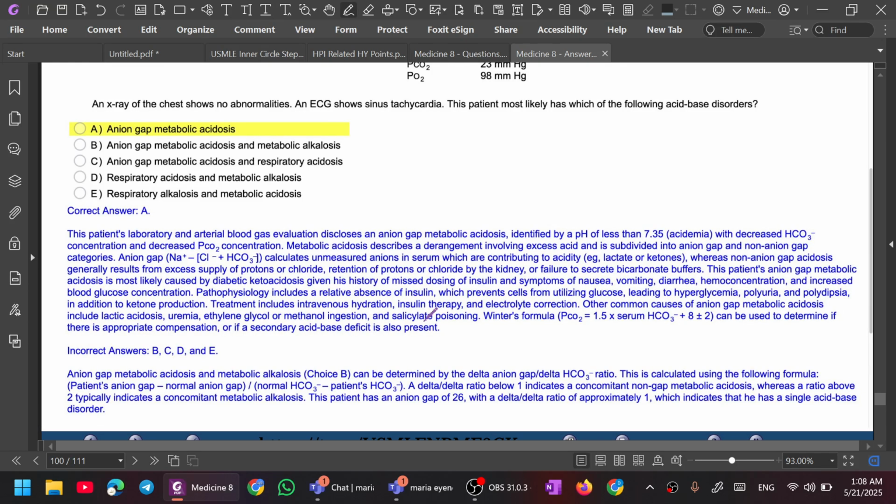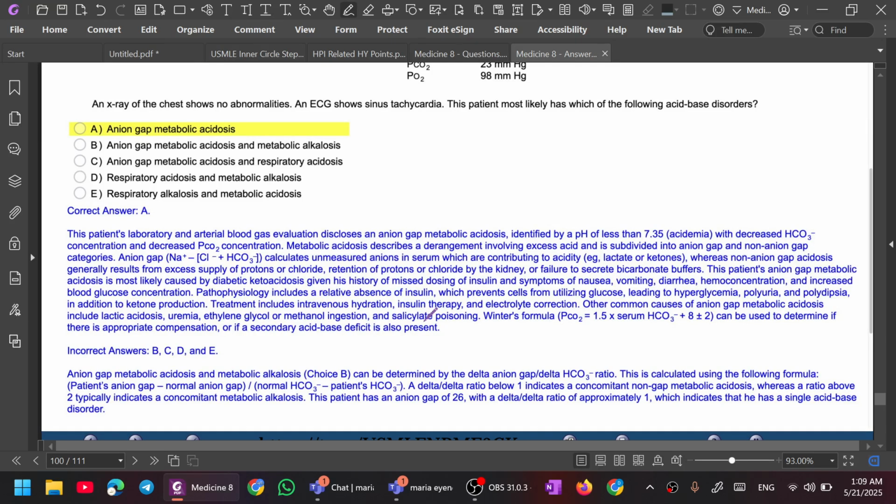Non-anion gap acidosis generally results from excess supply of protons or chloride, retention of protons or chloride by the kidney, or failure to secrete bicarb buffers. This patient's anion gap metabolic acidosis is most likely caused by diabetic ketoacidosis, given his history of missed dosing of insulin, and symptoms of nausea, vomiting, diarrhea, hemoconcentration, and increased blood glucose concentration.